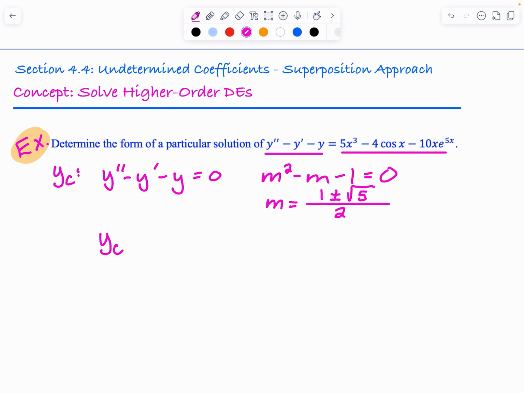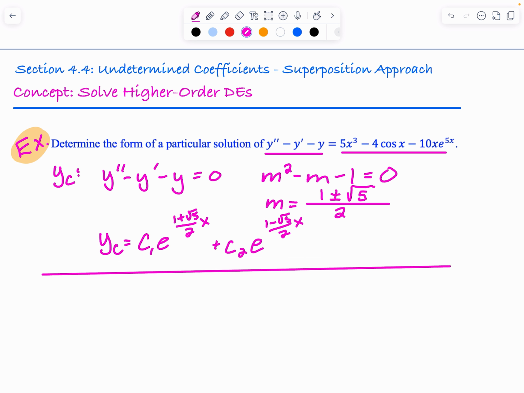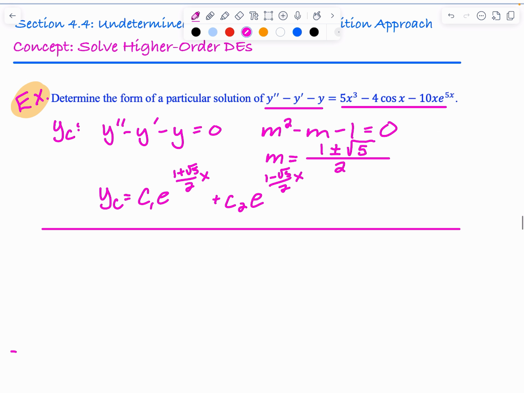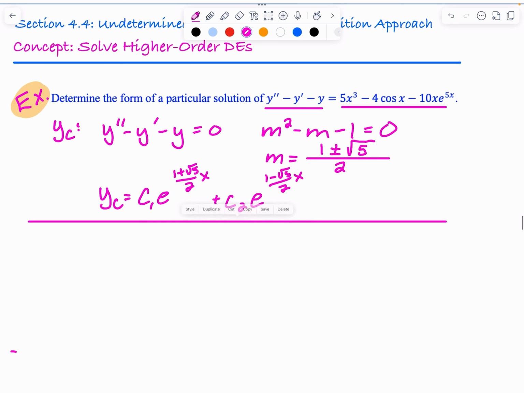So the complementary solution here, and I make this mistake sometimes, so be careful. I get e to the, oh, don't forget your C1. Story of my life. C1 e to the (1 plus square root of 5)/2 x plus C2 e to the (1 minus the square root of 5)/2 x. All right, so there is my homogeneous solution. We'll use that later to come up with the general case.